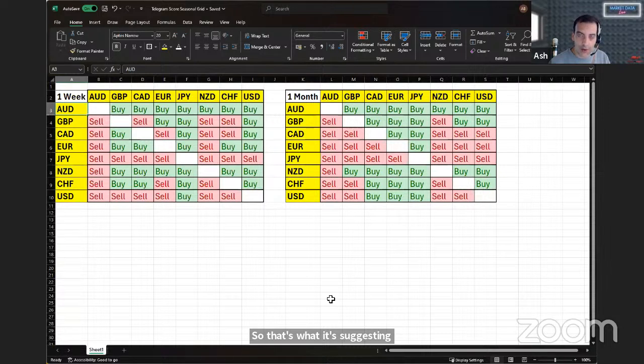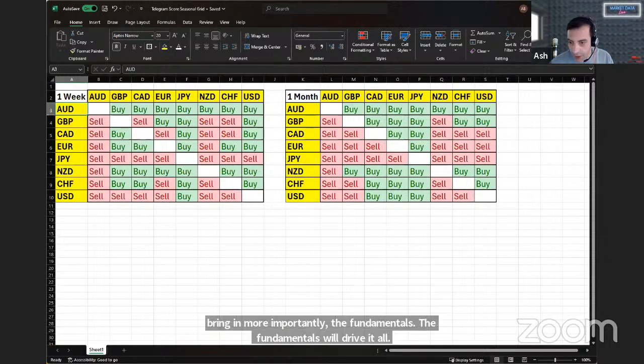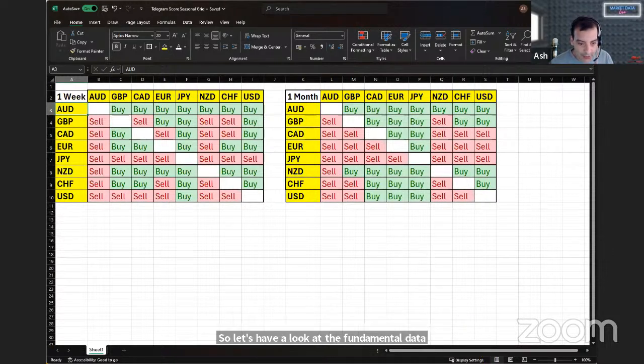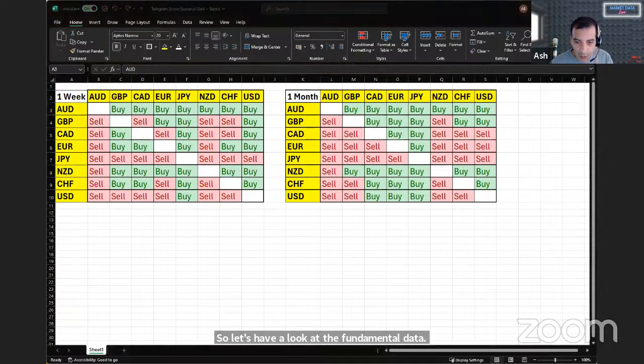Now, the question you have to then ask yourself is, are we in one of those periods now? Do we have a situation where the globe is growing? Should we be suggesting that this particular year is relatively regular? Is it a normal kind of year where this stuff will happen? And that's where we bring in COT data, and more importantly, the fundamentals. The fundamentals will drive it all. So let's have a look at the fundamental data and see what's been happening, and then we'll bring up the charts.